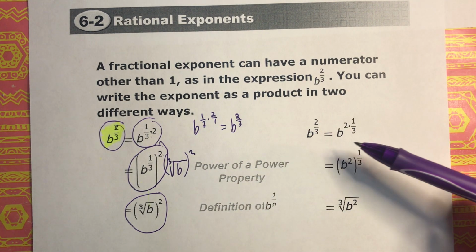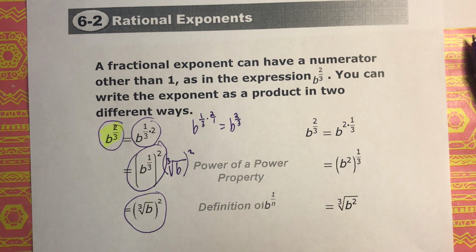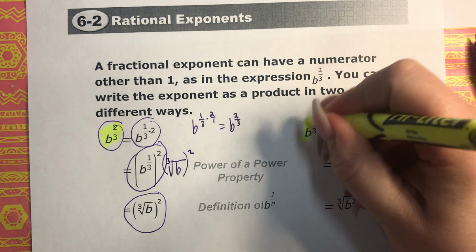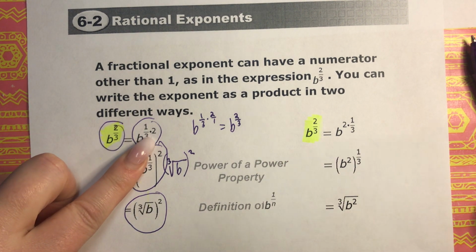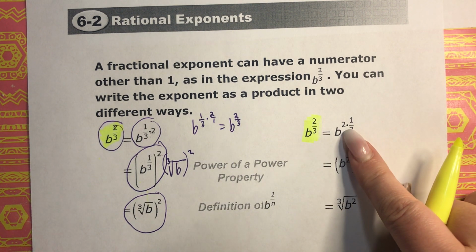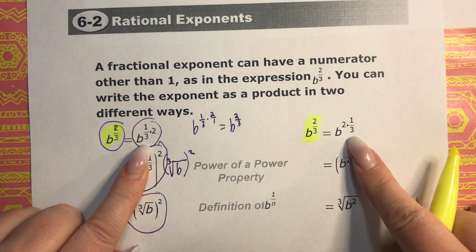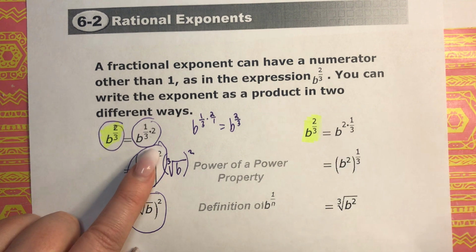Now let's go over here. We have some more different ways. Here we have our b to the 2/3 again. What happens if instead of calling it 1/3 times 2, we call it 2 times 1/3 and we just switch the order? That's the only difference here. And you can do that because if you multiply across, you get the same thing as 2/3.